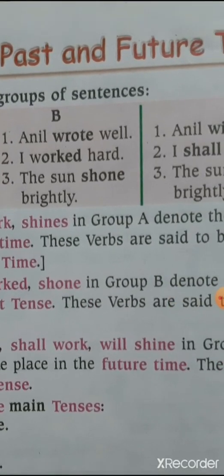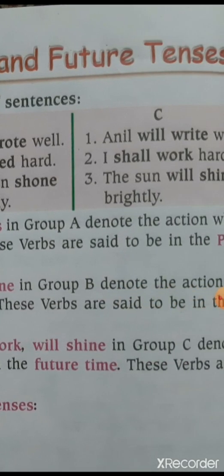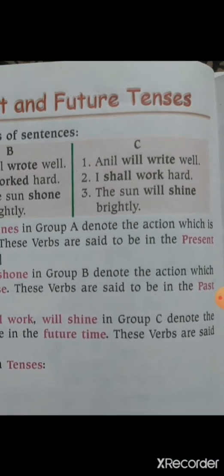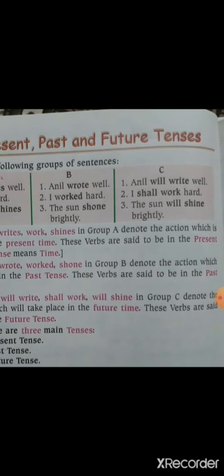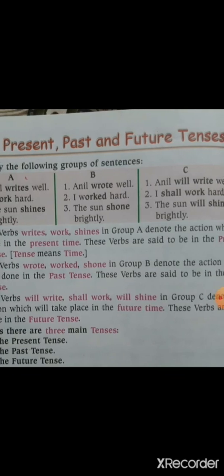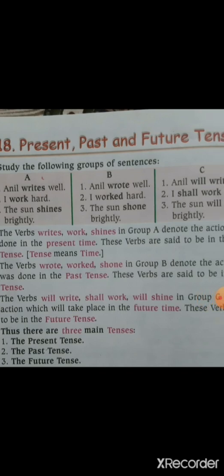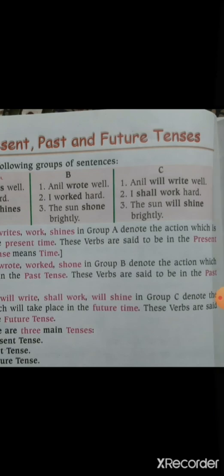in the future tense. So children, will write, shall work and will shine, these three action words are telling us that group C denotes the action which will take place in the future time. These actions will be done in the coming time. So these are the words that are informing us that the action will take place in the future time.